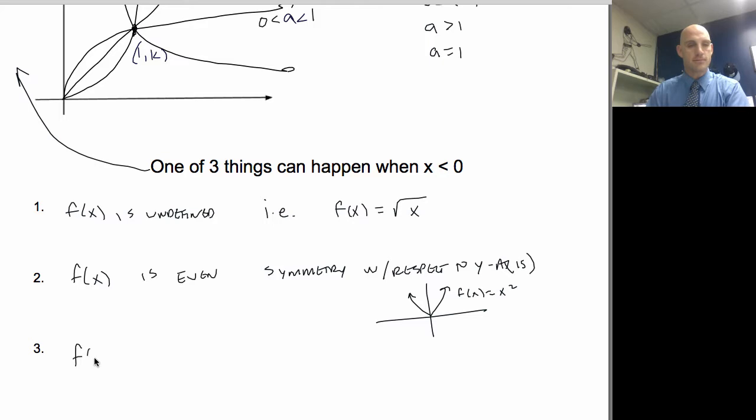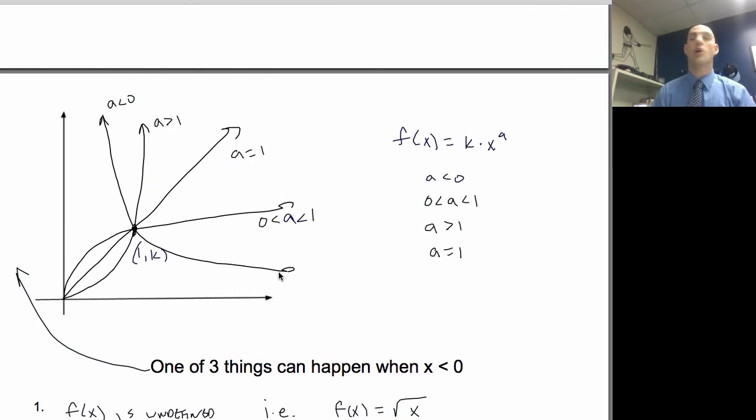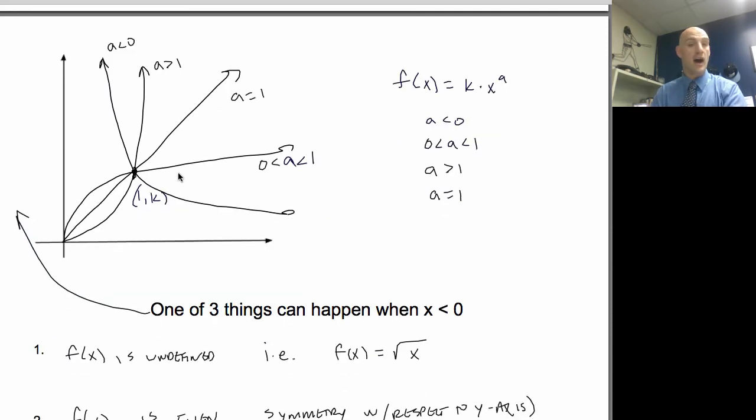If it's even, that's x squared. But if it's odd, it's symmetry to the origin, and it's going to look like this. So what am I talking about? I gave you this picture, it's only the first quadrant. If it's an even function, its other part is going to be a mirror image. If it's an odd function, it's going to be in the third quadrant, rotational symmetry, origin symmetry. If it's undefined, then it doesn't exist for x less than 0.